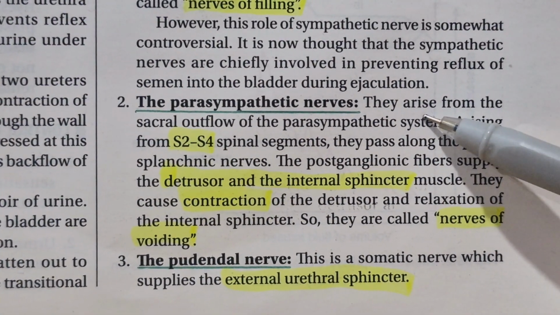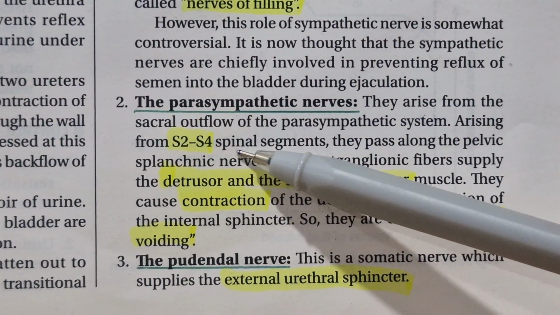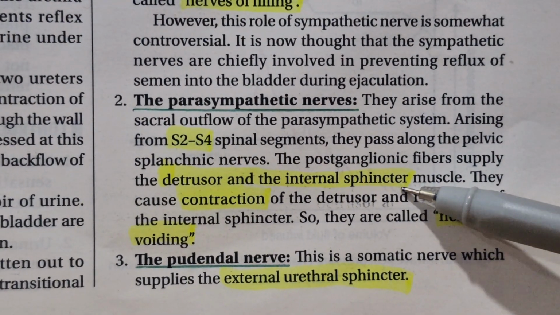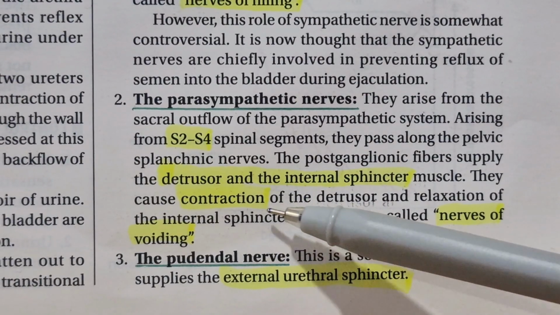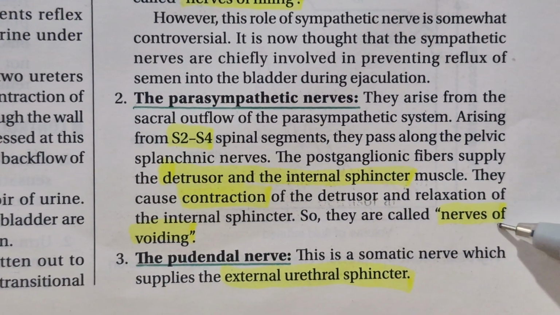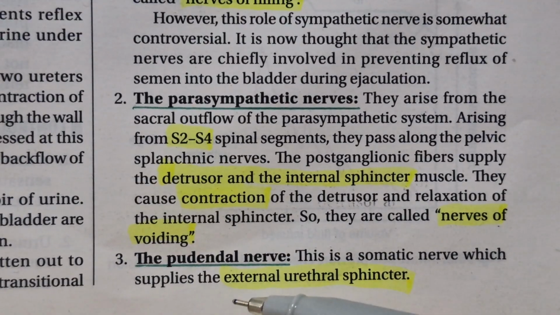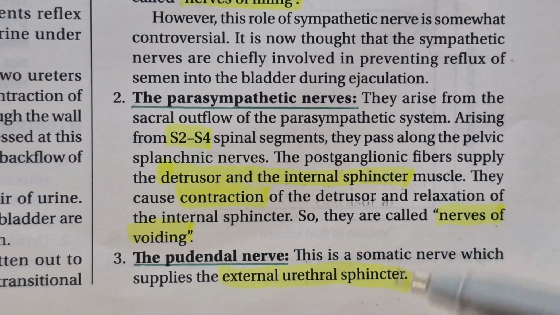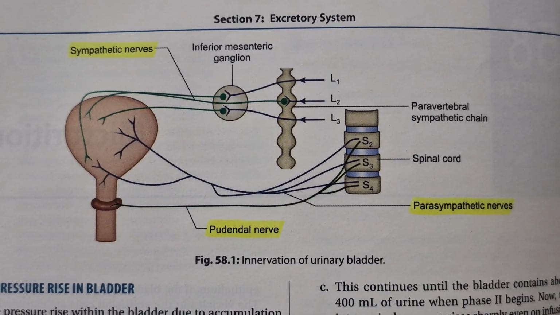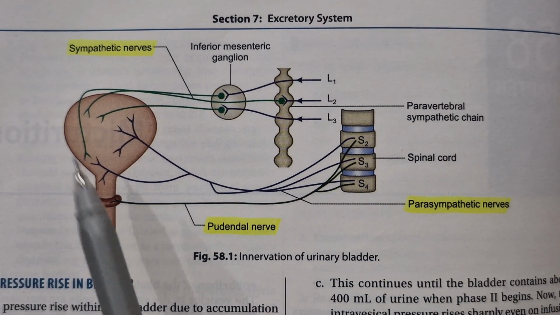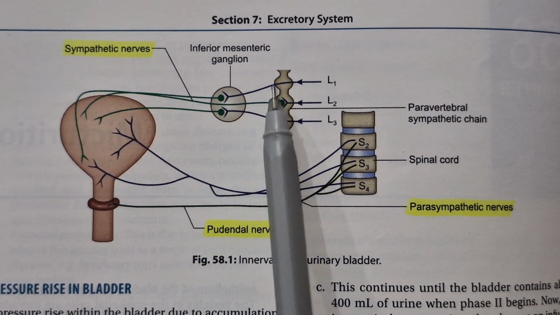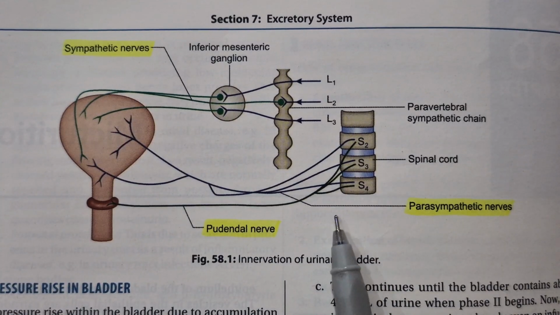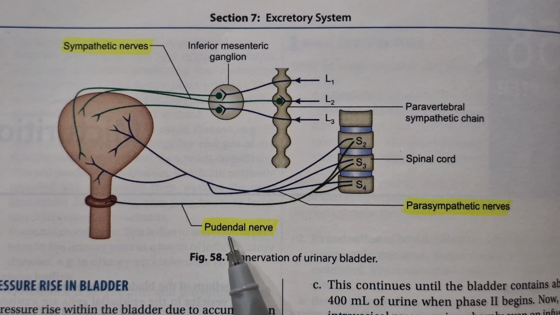Then we have the parasympathetic nerves, arise from S2 to S4, supply the detrusor and the internal sphincter, cause contraction of the detrusor and relaxation of the internal sphincter, called the nerves of voiding. And then we have the pudendal nerve, which supplies the external urethral sphincter. This is the diagram. This is the urinary bladder, sympathetic nerves which arise from L1 to L3, parasympathetic nerves which arise from S2 to S4, and the pudendal nerve.